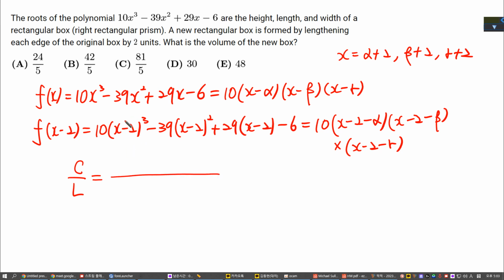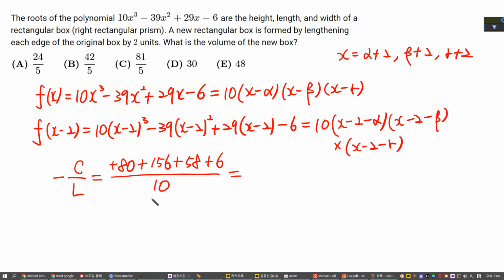minus 2 cubed is minus 8 times 10 is minus 80. And minus 2 squared is 4. 4 times minus 39 is 156. And for the third parenthesis, 29 times minus 2 is, actually we should put minus here, so 58. And the final one is 6. And it's divided by the leading coefficient 10.